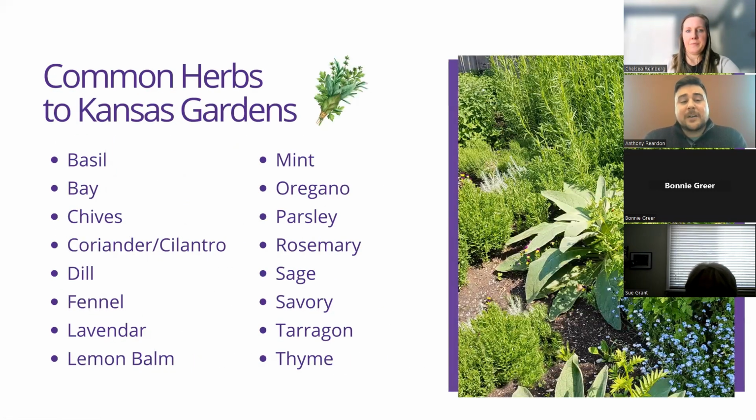So there are a lot of herbs common to Kansas. Here's a very large list, right? And a good portion of these can be grown indoors, but the ones that we commonly grow here would be basil, bay, chives, cilantro, dill, fennel, lavender, lemon balm, mint, oregano, parsley, rosemary, sage, savory, which is a leafy Mediterranean herb, tarragon, and thyme. Next slide.